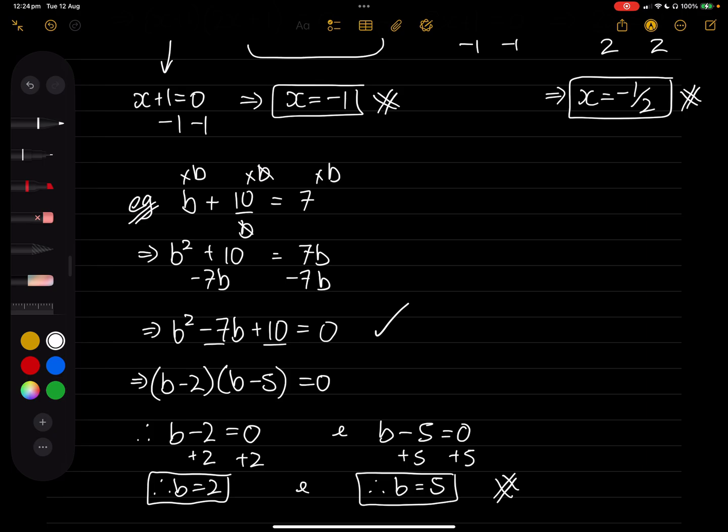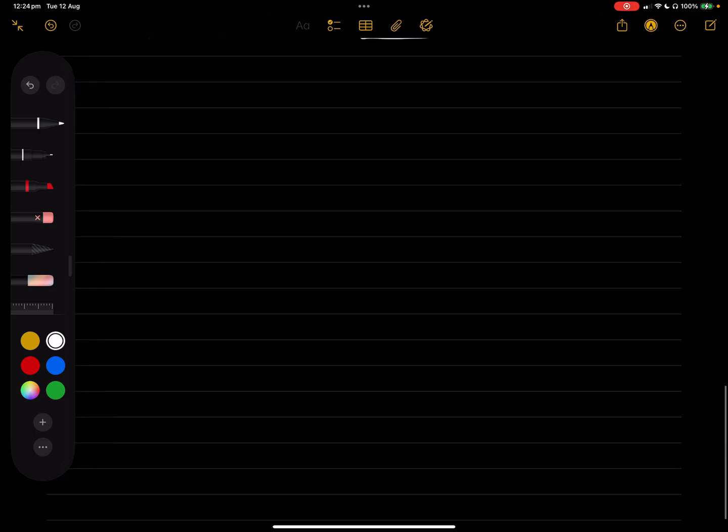So we rearranged this to get it into quadratic equals 0 first. We had to do a bit of algebra on it. Then once it was in that form, we just did our normal process of factoring, setting each bracket equal to 0, and then solving. All right, so I'll let you have a go at some questions.